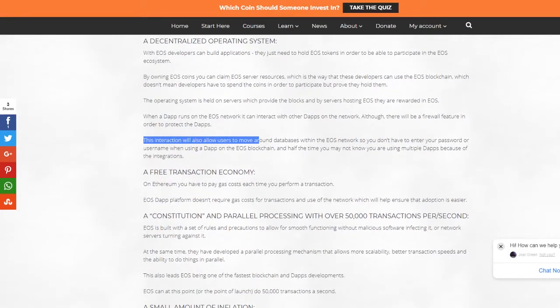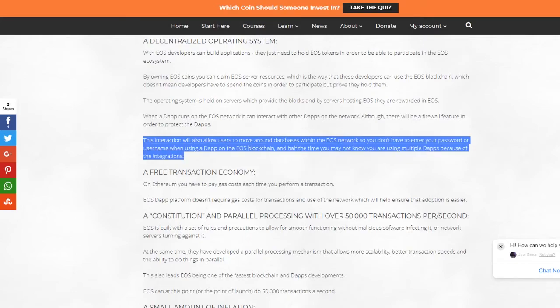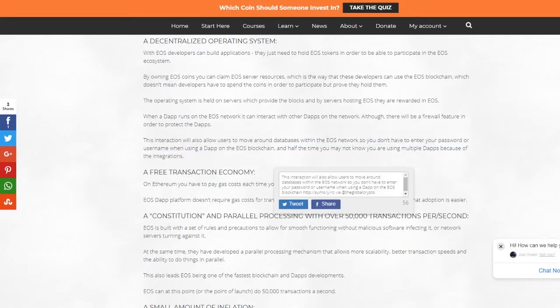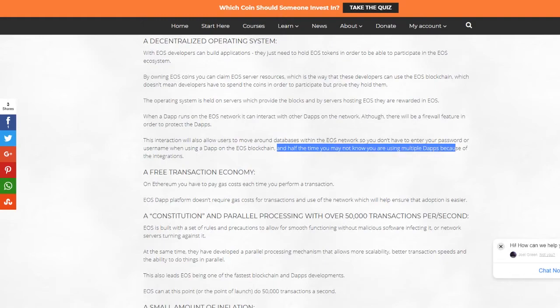This interaction will allow users to move around databases within the EOS network, so you don't have to enter your password or username when using a dApp on the EOS blockchain. And half the time you may not know you're using multiple dApps because of the integrations. I doubt that last part was a negative. In fact, it just talks about how malleable the server is and how much you can interact with each dApp. So that's pretty cool.